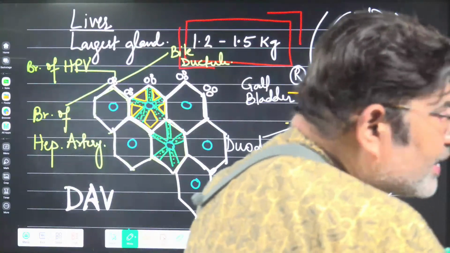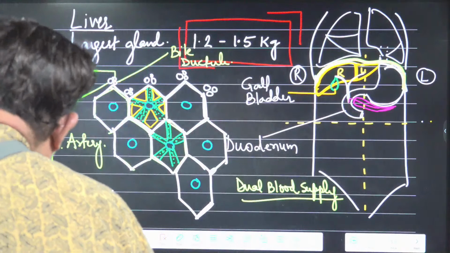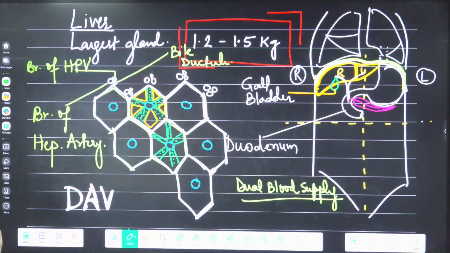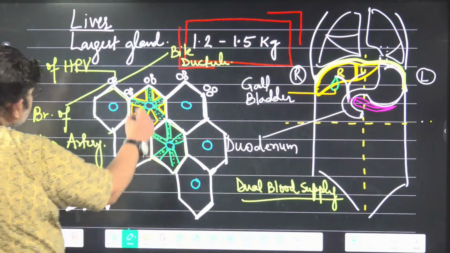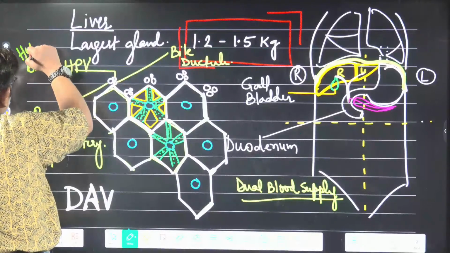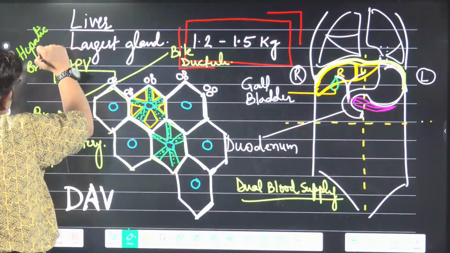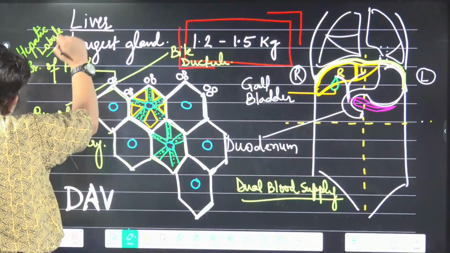Sinusoids, yes, blood-filled area can be called sinusoids. Hepatic sinusoids. These individual units are called lobules. It is a functional unit of liver. Okay, bachcho? So what you are seeing here? You are seeing hepatic lobule.